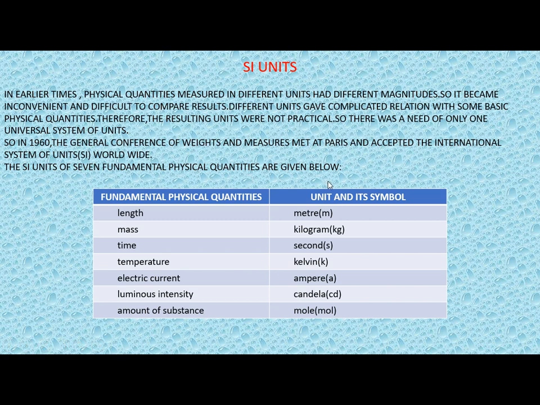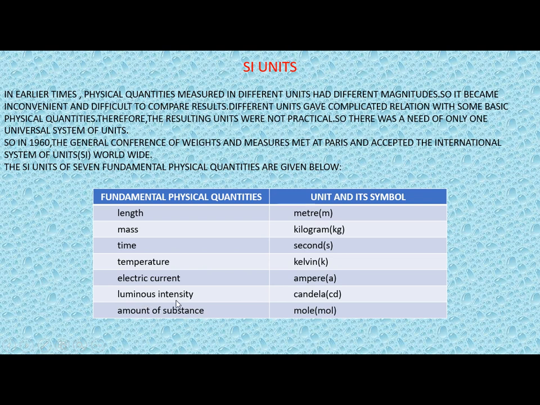We studied that day about fundamental and derived quantities. We know that fundamental quantities are not dependent on any other quantity. So there are 7 fundamental physical quantities. They are length, whose unit is meter and symbol is m. Then mass, measured in kilogram, symbol kg. Time, whose unit is second and symbol is s. Then temperature, whose unit is kelvin, symbol K. Then electric current is measured in ampere and its symbol is A.